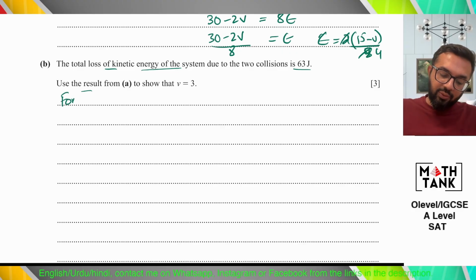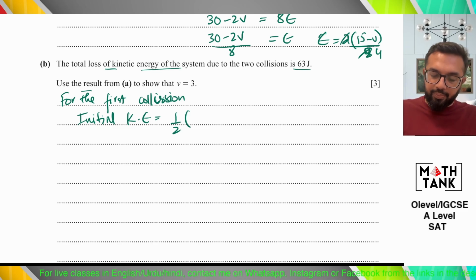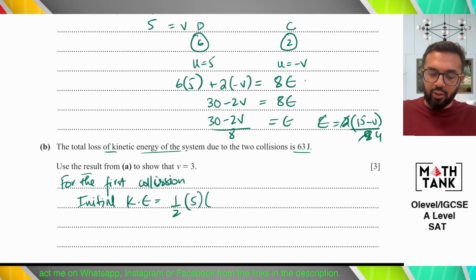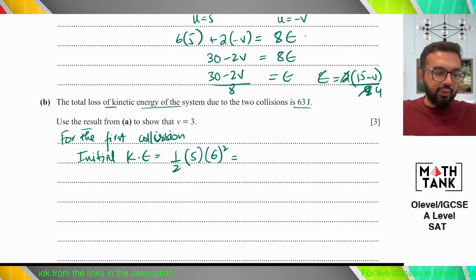So for the first collision, I had initial K as half m, mass of 5, and it had a speed of 6. Okay, 36 into 5 divided by 2 gives me 90.